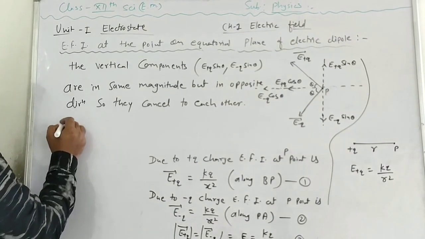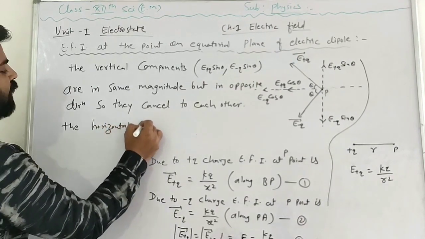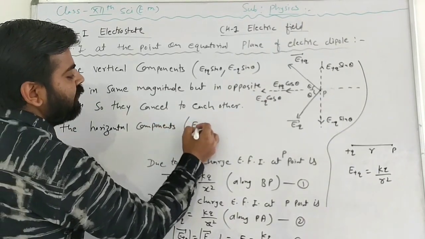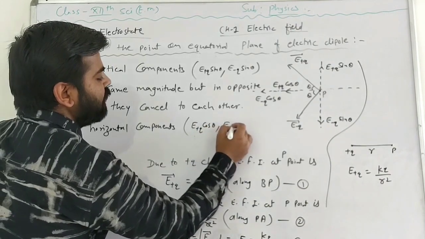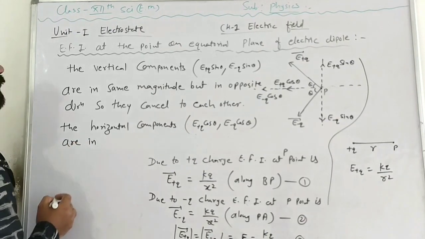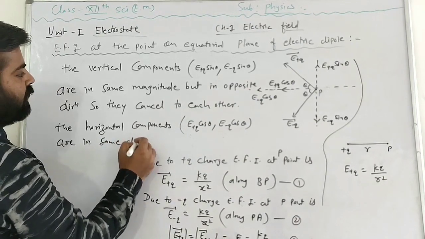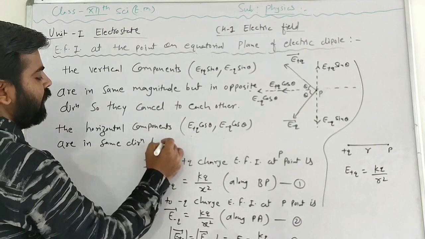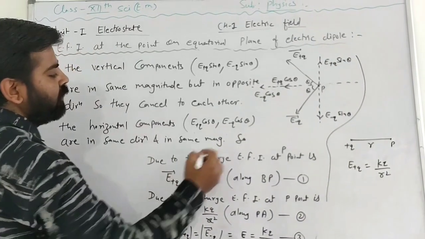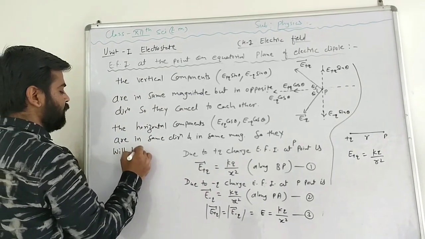And on the other side, the horizontal components, which are E plus q cos theta and E minus q cos theta, are in the same direction and in the same magnitude. So they will add up.